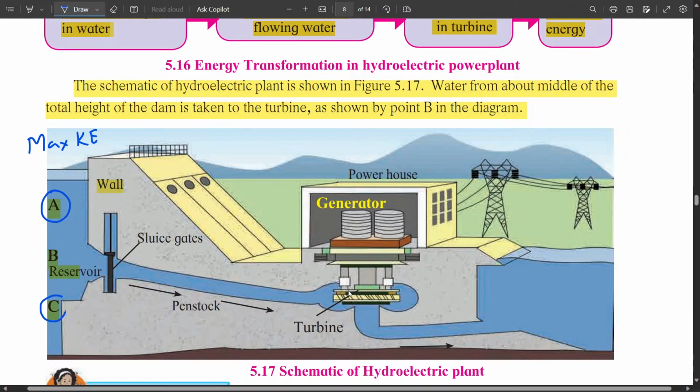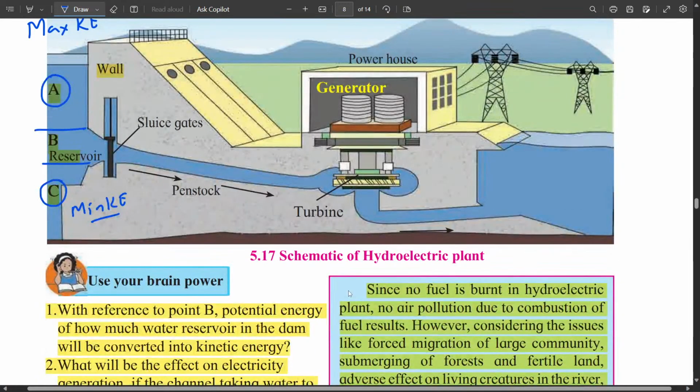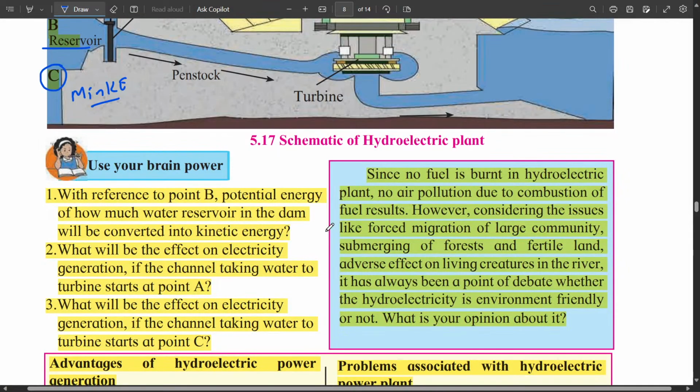If you select point C, then you will get least kinetic energy. So the optimum level is B, where you will get adequate kinetic energy and also for the maximum time. So point B is good for that.